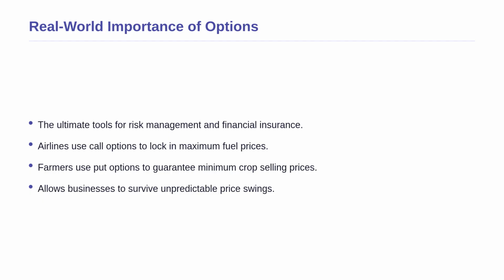You might be wondering, why do call and put options matter so much in the real world? They are the ultimate tools for risk management. For example, airlines use call options on oil to lock in maximum fuel prices, ensuring that a sudden supply shortage does not bankrupt them. Conversely, farmers use put options on their crops to guarantee a minimum selling price, protecting their livelihood against sudden drops in agricultural markets. Without options, businesses would be entirely at the mercy of unpredictable price swings, making long-term planning nearly impossible.